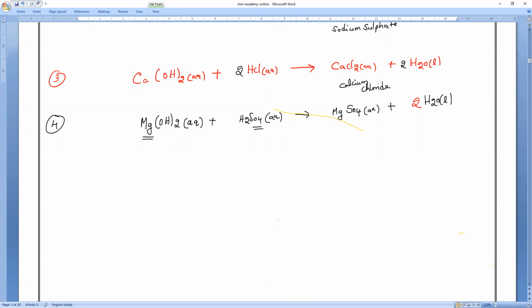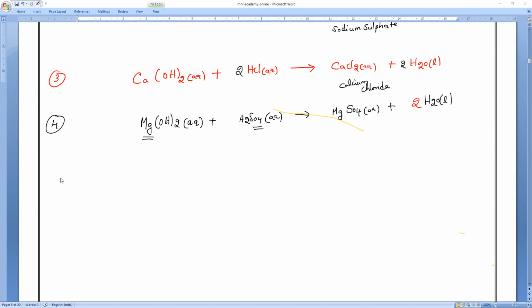Zinc displacement reaction. We studied the displacement reaction. Do you remember, everybody? Zinc reacting with HCl will give you zinc chloride plus hydrogen gas. Yes or no? Evolution of hydrogen gas. These are all examples of formation of salts only. So preparation of salts can be done this way.